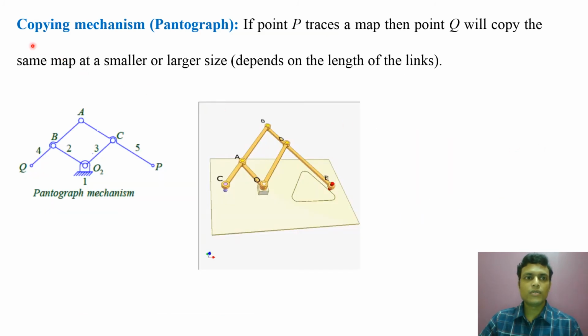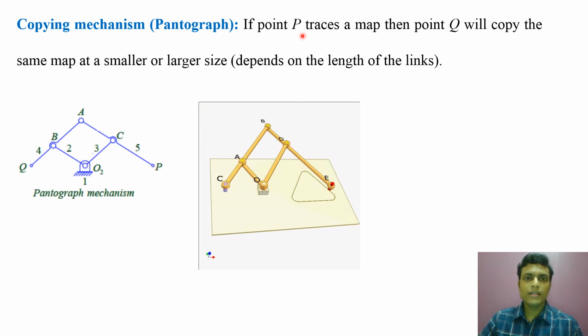Now let us come to copying mechanism. That is a pantograph. A pantograph is a copying mechanism. What is that? This is the kinematic diagram of a pantograph or copying mechanism. This is a 5-link mechanism. Link 1 is fixed, link 2 O2B, link 3 O2C, AQ is link number 4 and AP is link number 5.